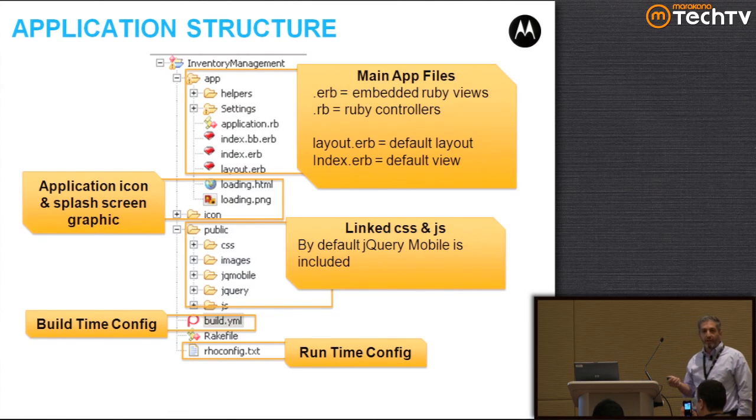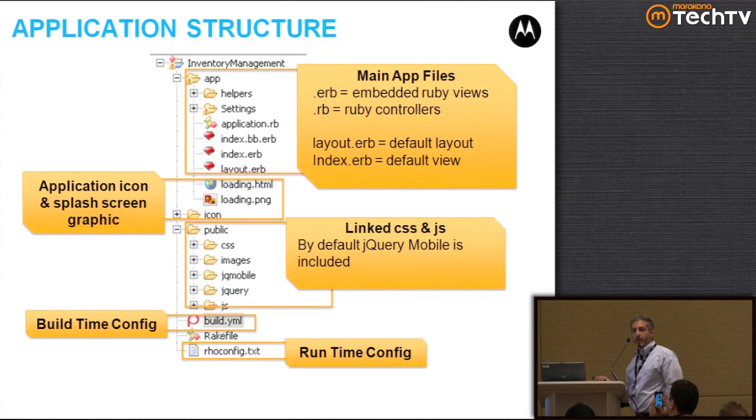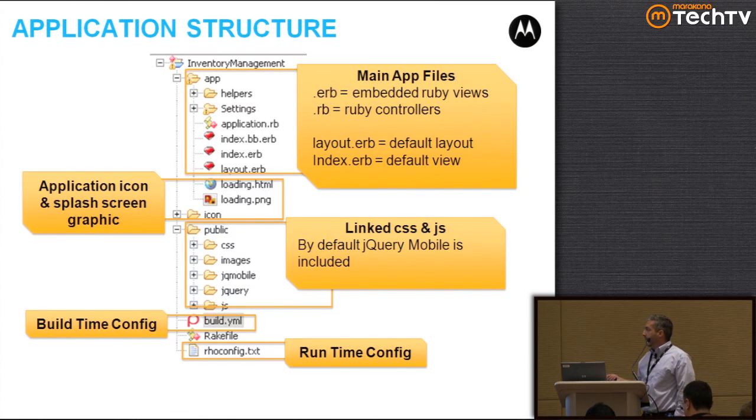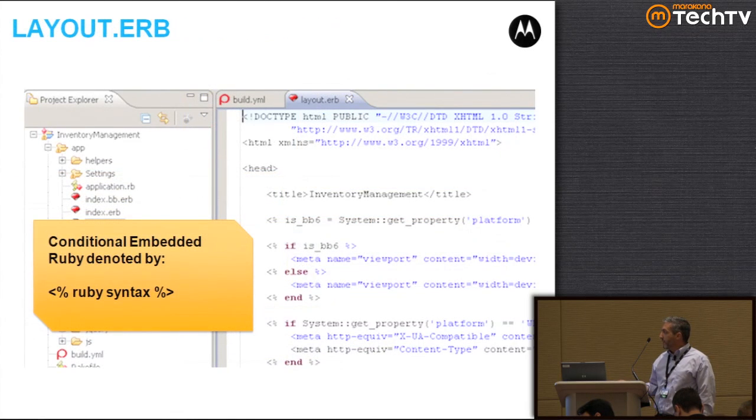You'll hear a lot about build.yml, and this is build time configuration. This is probably the number one area where people make mistakes when they're setting up their development environment, and I'll talk about that a little bit more. RhoConfig.txt is runtime configuration, so this file is accessed at runtime. Things like logging and other parameters are in there. So it's important that you really understand these two files.